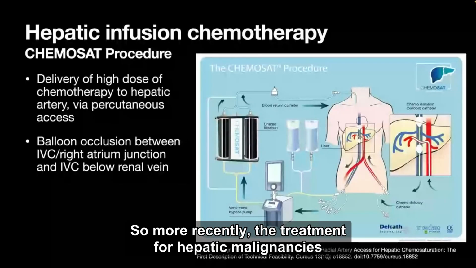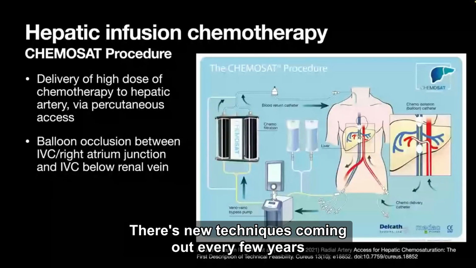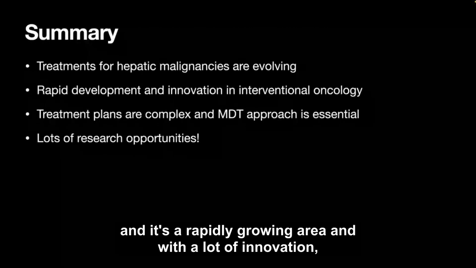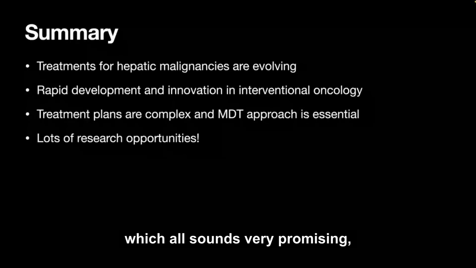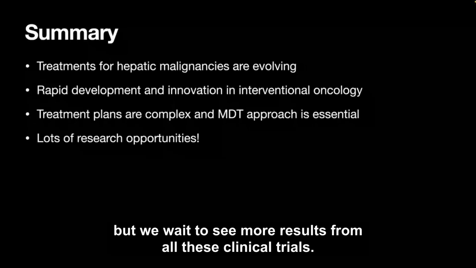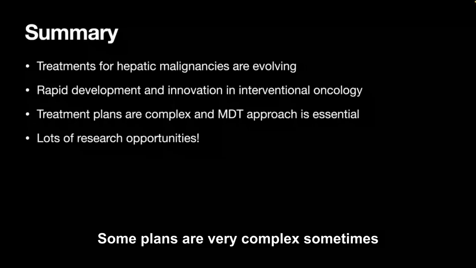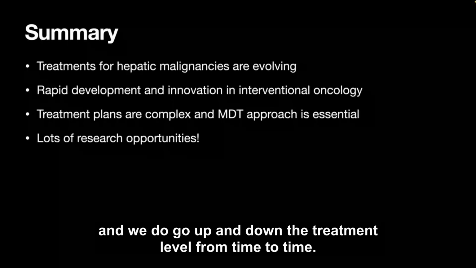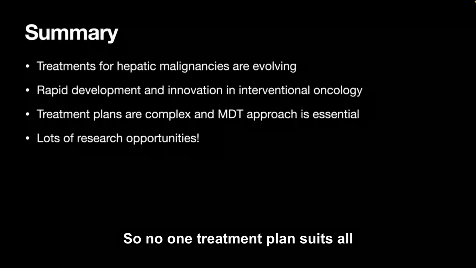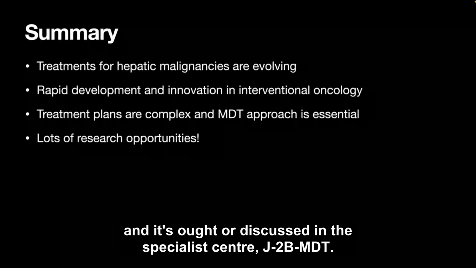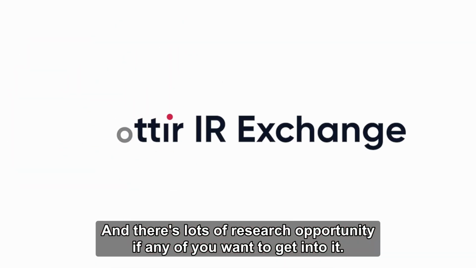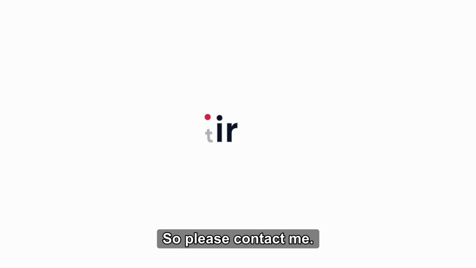So in summary, the treatments for hepatic malignancies are evolving. There are new techniques coming out every few years, and it's a rapidly growing area with a lot of innovation, which all sounds very promising, but we wait to see more results from all these clinical trials. Treatment plans are sometimes very complex, and we do go up and down the treatment level from time to time. So no one treatment plan suits all, and it is discussed in the specialist center, the HPB MDT. And there's lots of research opportunity if any of you want to get into it, so please contact me.